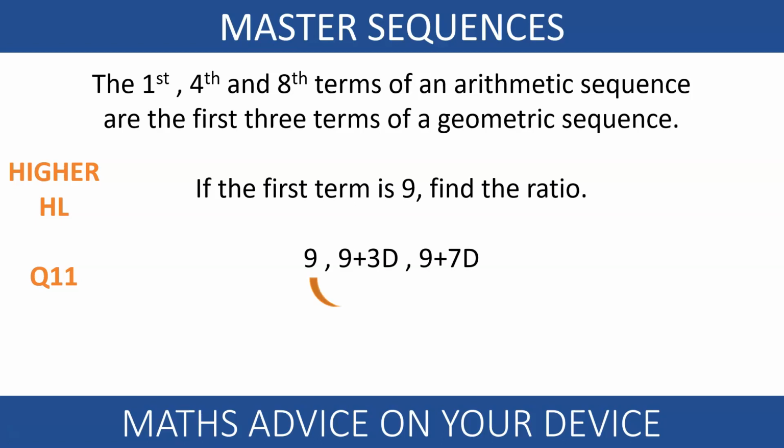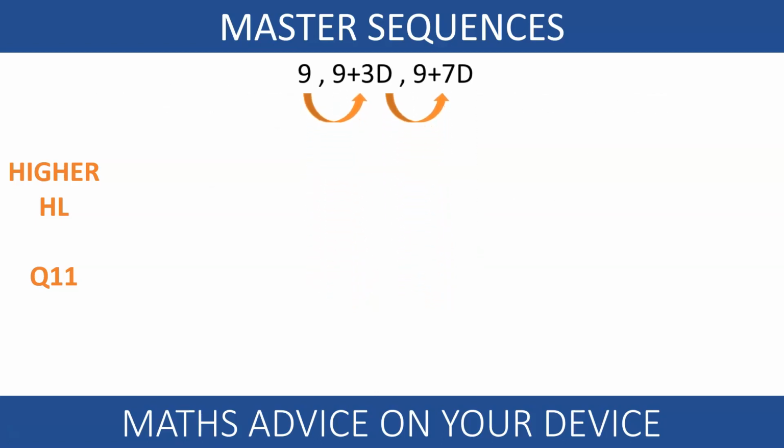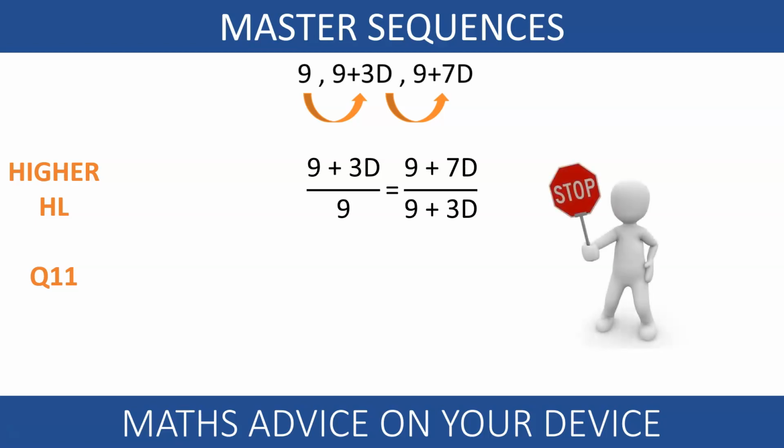Since these 3 are the first 3 terms of a geometric sequence, that means that if we divide the second by the first, the answer is going to be the same as if we divide the third by the second. All we have to do is solve this algebraic equation. You could stop the video here and give it a go. Right? I'm going to use cross product.